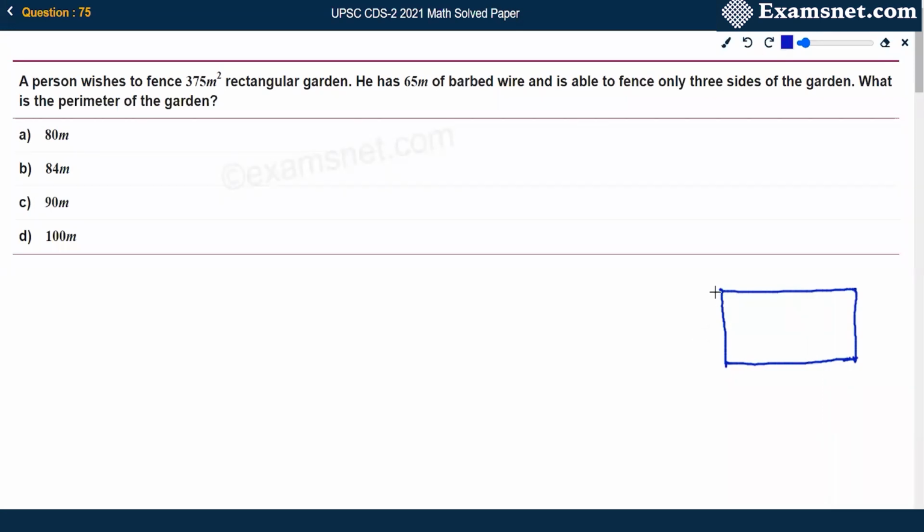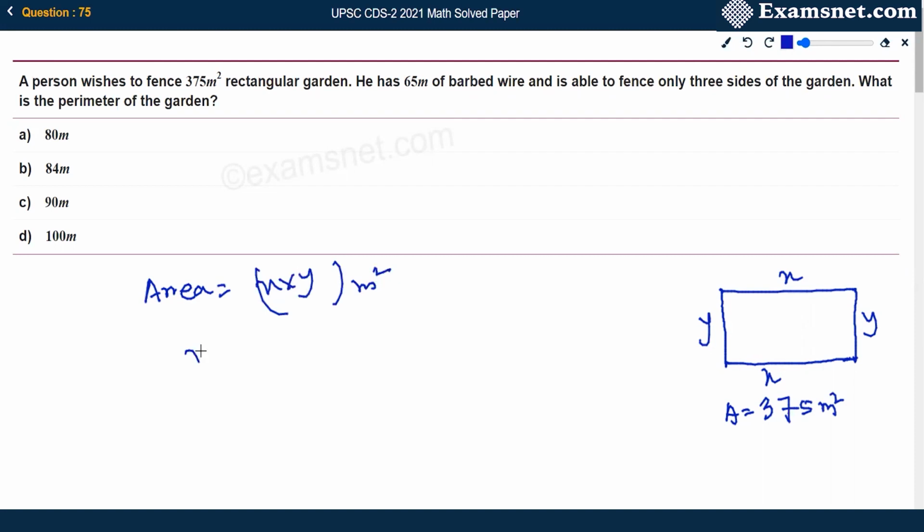In question number 75, we are given that a person wishes to fence a 375 meter square rectangular garden. He has 65 meter of barbed wire and is able to fence only 3 sides of the garden. What is the perimeter of the garden? So look here, I have already drawn a rectangular shape. So the area of this garden is 375 meters square, correct? Now we know the opposite sides are equal. Let's say length is x and breadth is y. What is the area of a rectangular garden? Length multiplied by breadth, meter square. So we can say xy equals 375.